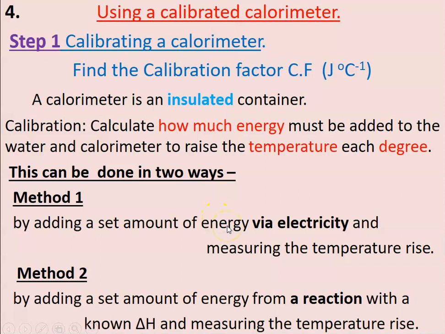So the first method is we can use electricity to add this energy and then measure the temperature rise. When we add the electricity, we're going to work out the joules that we added, and we measure the temperature rise to work out the joules per degree. The other way of doing it is like our reaction, where we can add a set amount of energy if we have a set number of moles reacting in the calorimeter, and then we can work out the amount of energy for each degree. So we have to calibrate it, so we need to know how many joules it takes to heat the calorimeter by a degree.